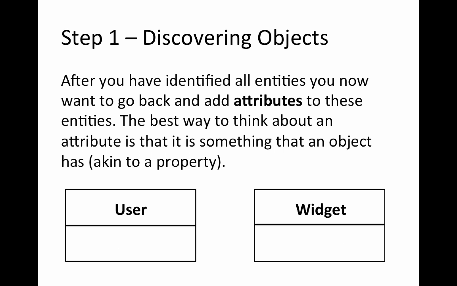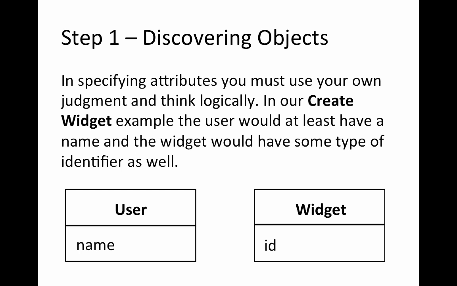After you've identified all the entities, you now want to go back and add attributes to these entities. The best way to think about an attribute is to think about it from the perspective of something that the object has, like a property. For those who have done some object-oriented programming, that is really the most straightforward way of thinking about it. But when you're specifying attributes, you're going to want to use your own judgment, and think logically about what the attributes are of each entity.